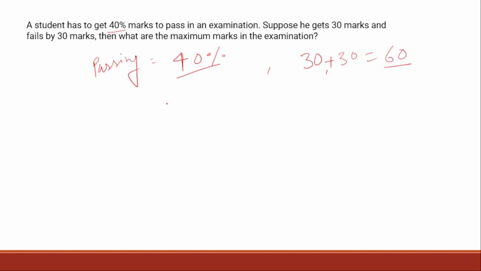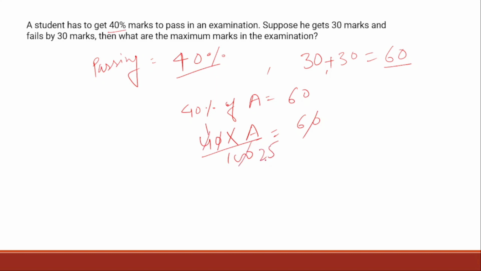Let's solve it by the simple method. Suppose full marks are A, so 40% of A equals 60. So 40 into A by 100 equals 60. The 0 will cancel. This will become 25 and it will become 1. 25 into 6 equals 150.